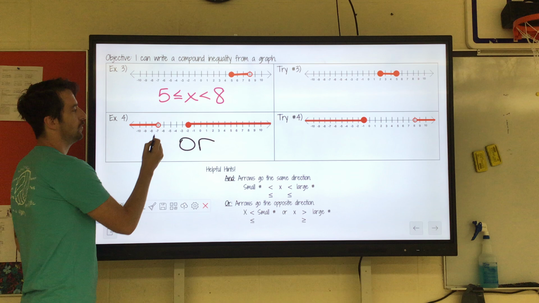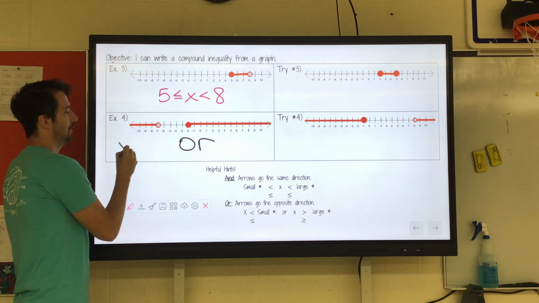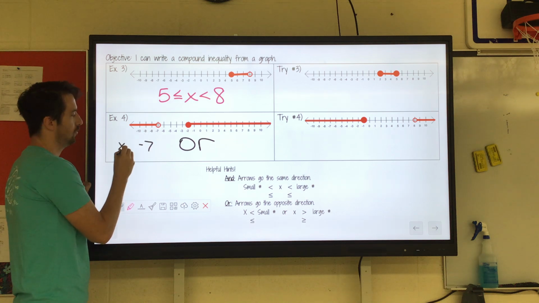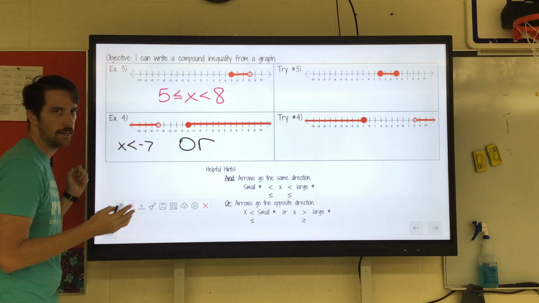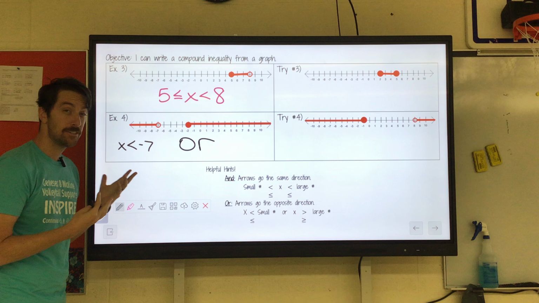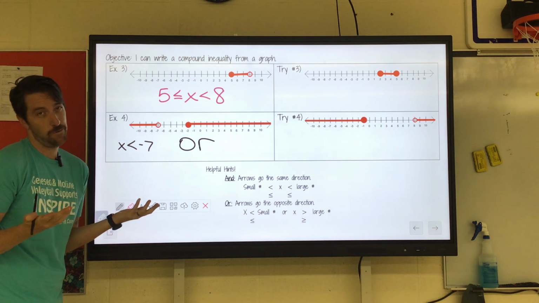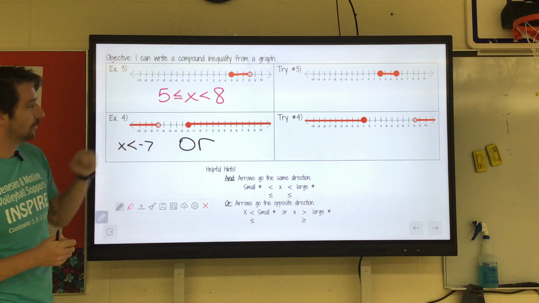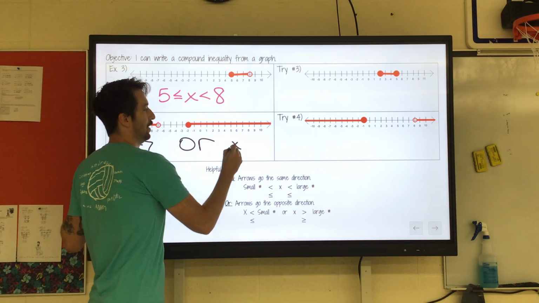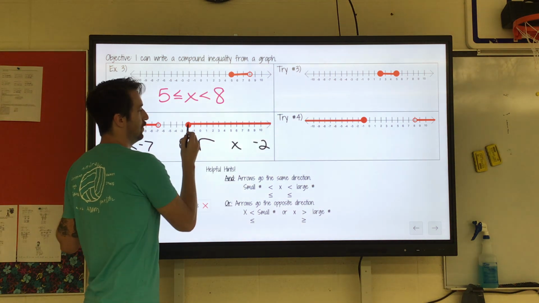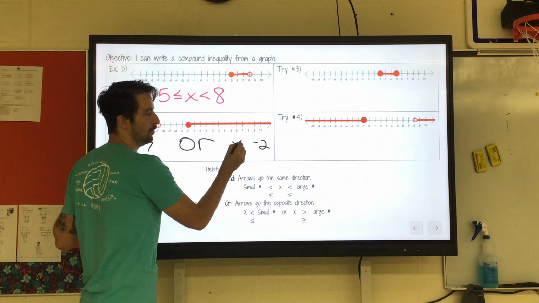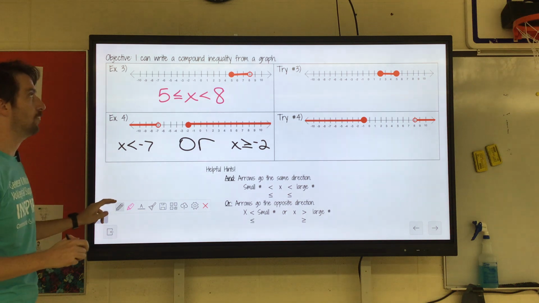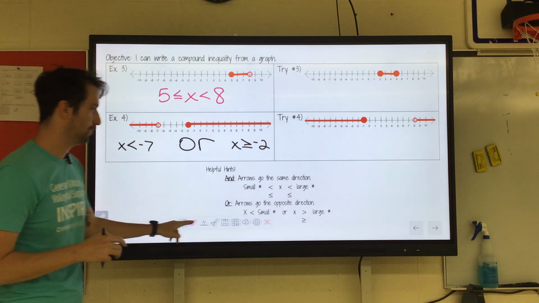So this one over here for the -7, it's got an open dot and it's shaded to the left. So we're going to say x is less than -7. You could say -7 is greater than x. I don't know why you would, but technically that's the same thing. Or if you look at -2, it's got a filled in dot and it's shaded to the right, so that would be greater than or equal to. So why don't you guys try out 3 and 4 here.